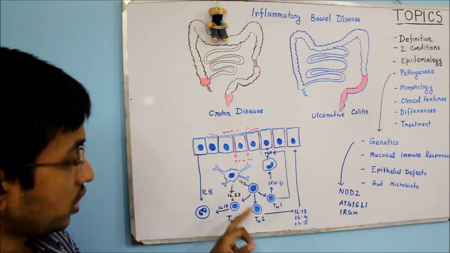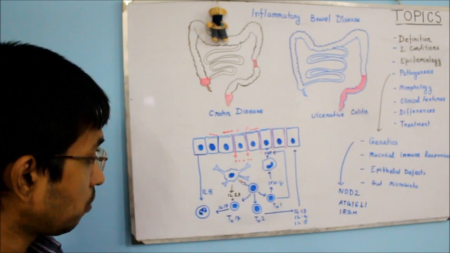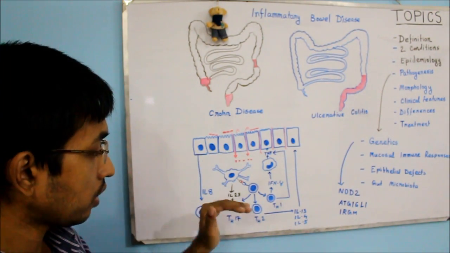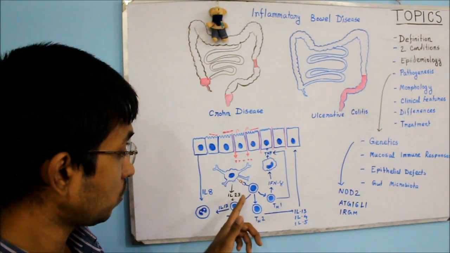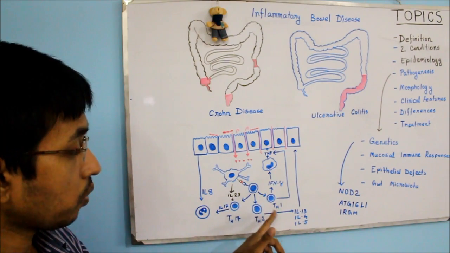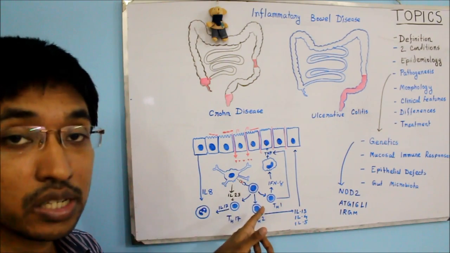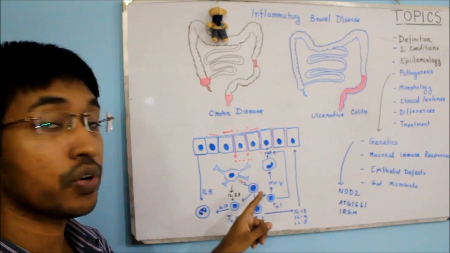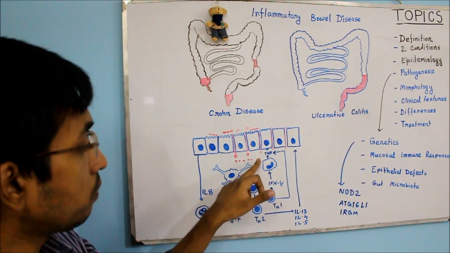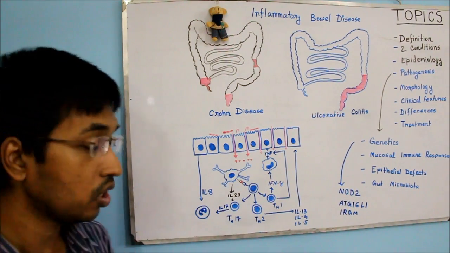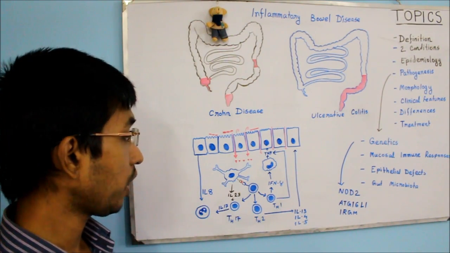Now it can differentiate in various ways. So in susceptible host, these things can happen, and if the CD4 positive cell is differentiated in the T helper 1 pathway, that T helper 1 cell will release interferon gamma. Interferon gamma will activate macrophage, and that will then liberate tumor necrosis factor. T helper 1 cell itself will also release tumor necrosis factor as well.